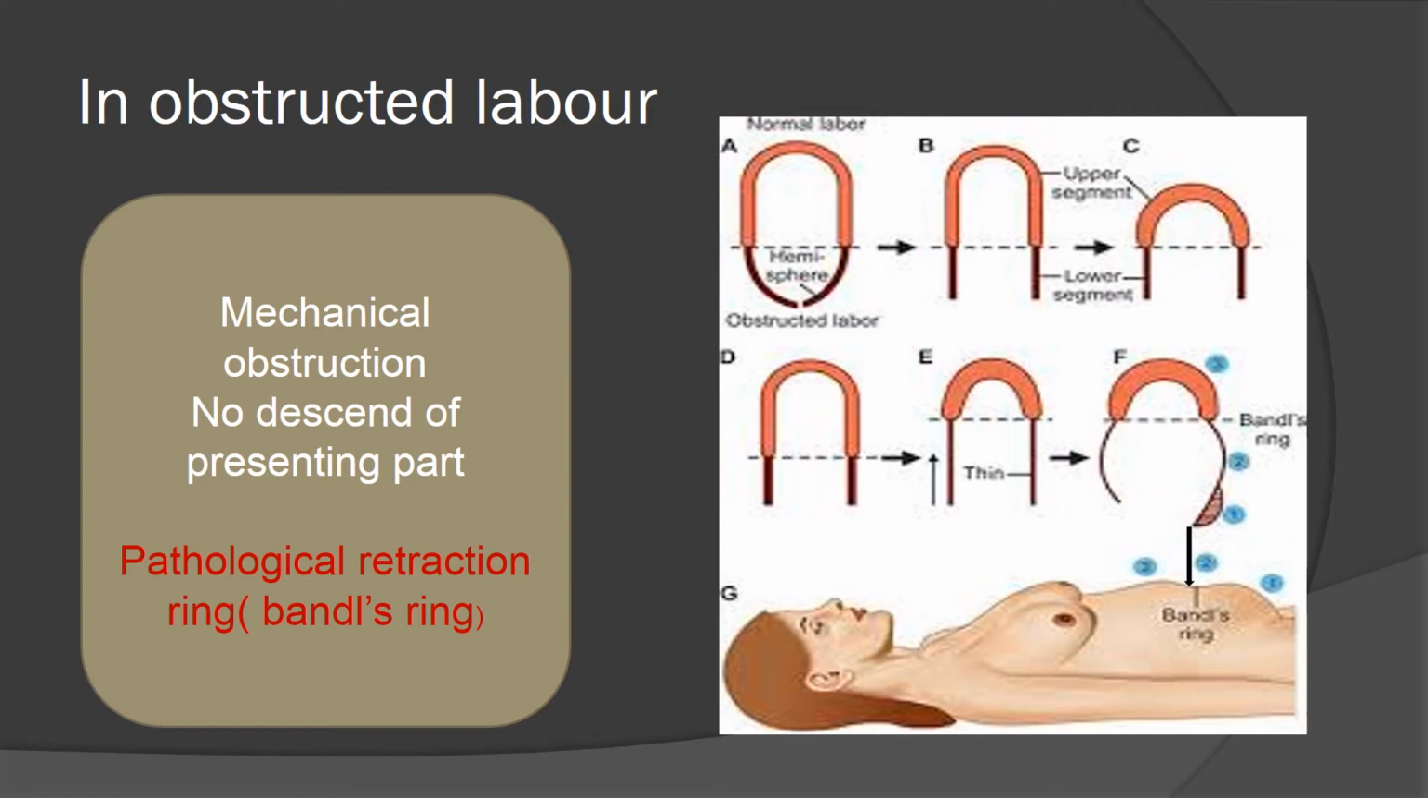You can see in the figure, in normal labor, there is stretching of the lower segment, which becomes overstretched when there is an obstruction. And in the lowermost figure, we can see the abdomen of a woman showing the Bandl's ring, which may be mistaken for a full bladder. So in cases of labor when there is a visible distended bladder, it should be catheterized to differentiate it from Bandl's ring.